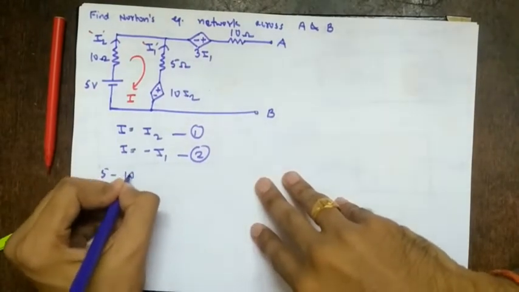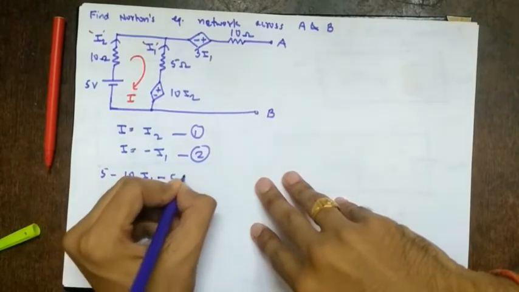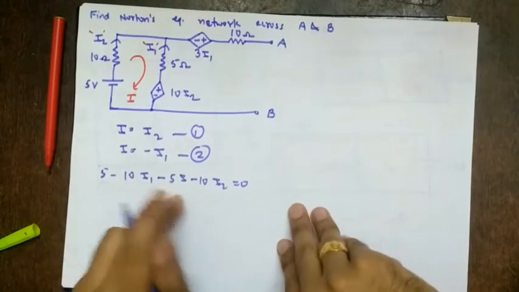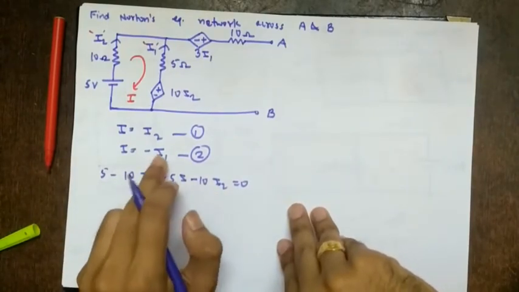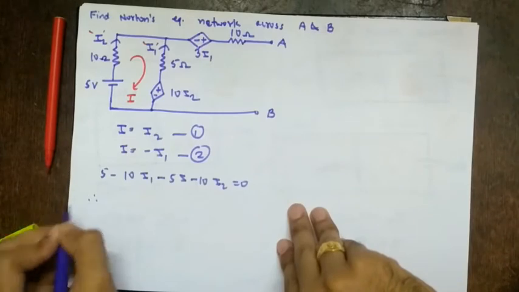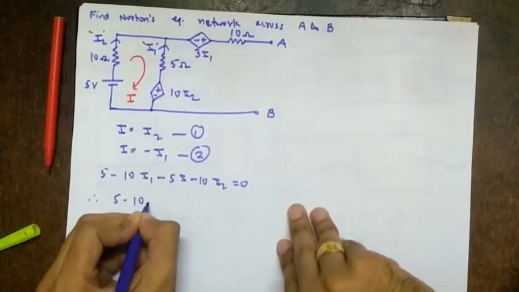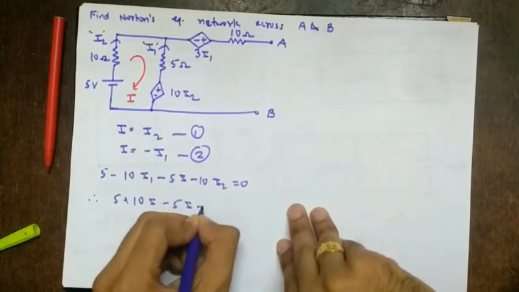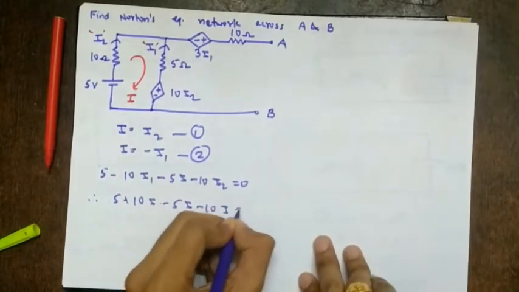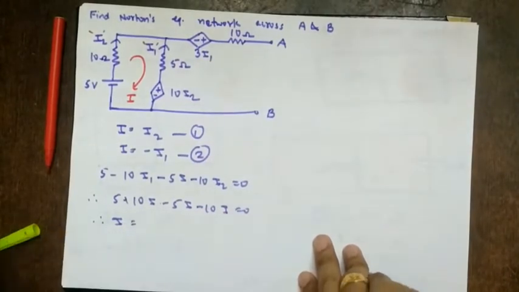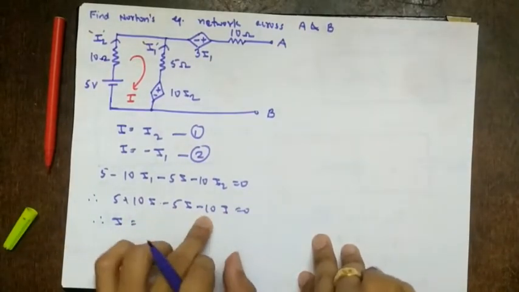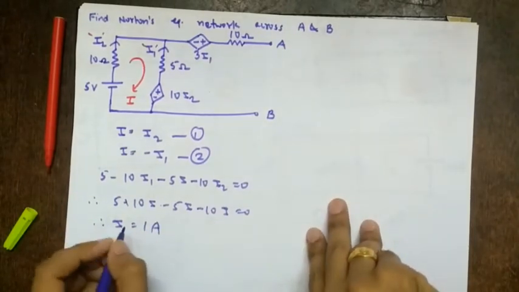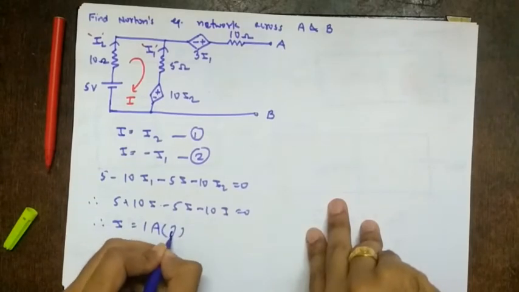So 5 minus 10I minus 5I minus 10I2 equal to 0. Right? We know I1, I2 in terms of I, so we can find I. Therefore 5 minus 10 I1, which equals minus I, so plus 10I minus 5I minus 10 I2, which is I, equal to 0. So find I from this. 10 minus 5 is plus 5, 5 minus 10 is minus 5, so here it will come 5I. So I is 1 ampere. So it is positive, so it is in clockwise direction.